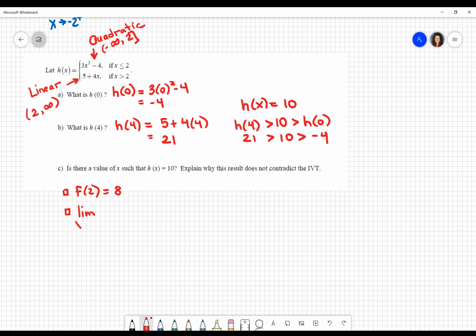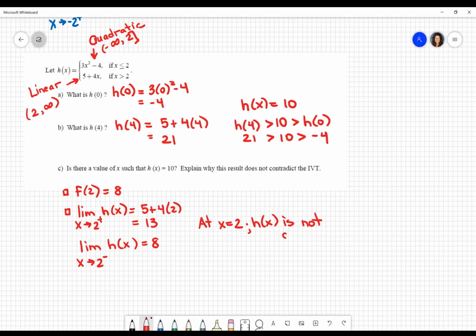Now, the limit, as I approach 2 from the right of h of x, that would be when the x values are greater than 2, would be the second piece. So 5 plus 4 times 2, 8 plus 5 is 13. And then the limit, as I approach 2 from the left of h of x, as we saw earlier, was 8. So we can see at x equals 2, h of x is not continuous. So then, can we not guarantee that h of x will be equal to 10?